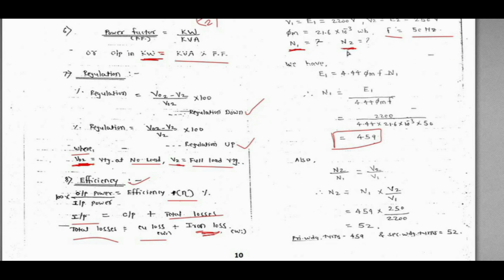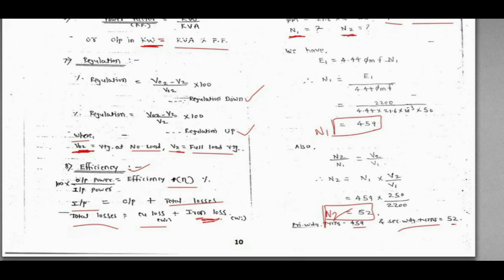Then to calculate N2, you can use this formula also: N2 divided by N1 is equal to V2 divided by V1. V1 is also given, and N1 you have calculated here. So N2 is equal to N1 into V2 divided by V1. Put all the given data here. You will get N2 is equal to 52. Just verify these answers. So primary winding turns are 459 and secondary winding turns are 52. Just calculate and verify this answer.